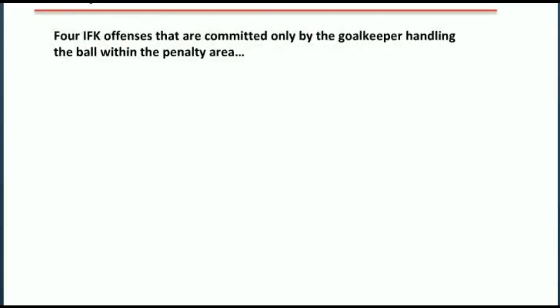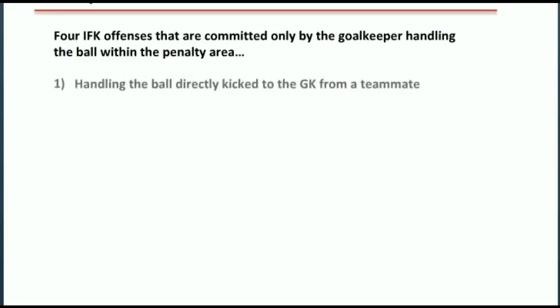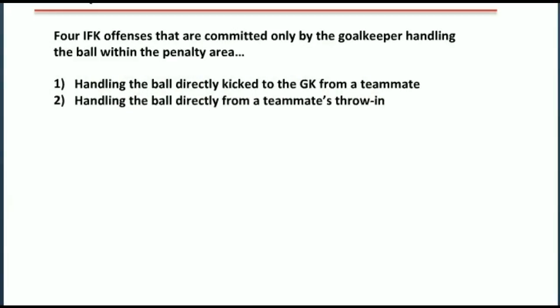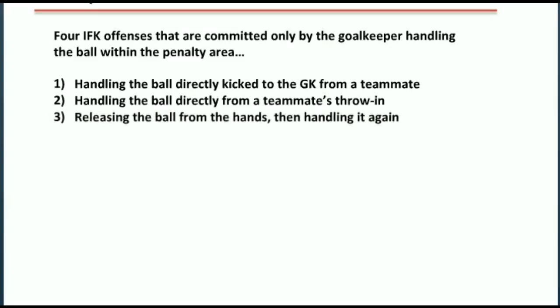There are 4 indirect free kick offenses that can be committed by a goalkeeper handling the ball within his or her own penalty area. Remember, goalkeepers are permitted to handle the ball within the penalty area, so these cannot be direct free kick offenses. In these 4 situations, the goalkeeper is prohibited from handling the ball within the penalty area due to specific circumstances. They are receiving the ball from a teammate that has kicked it to the goalkeeper, receiving the ball directly from a teammate's throw-in, releasing the ball from the hands and then picking it up again without a touch by another player, and holding the ball in the hands for longer than 6 seconds.